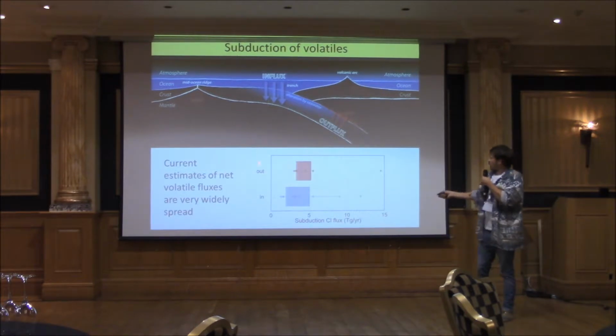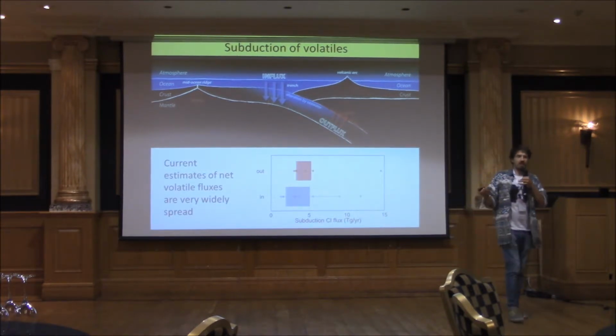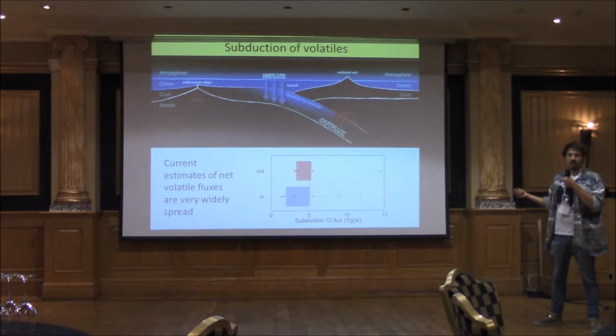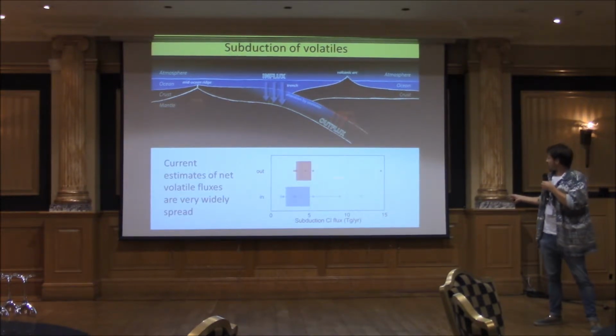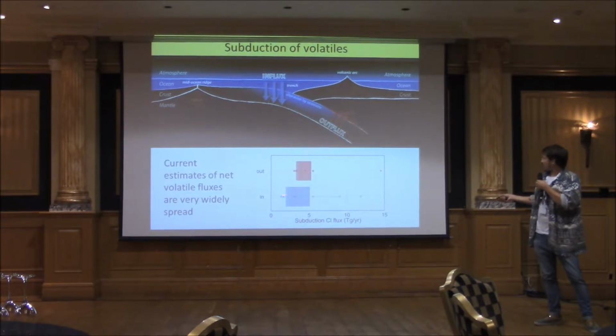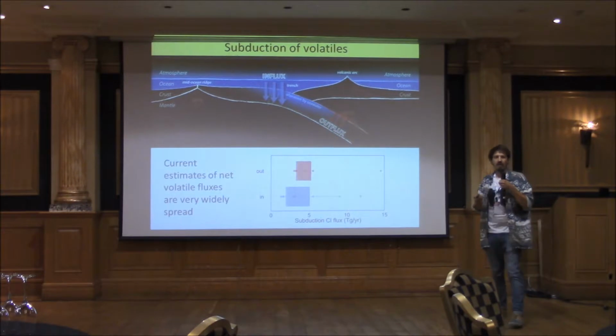As an example here, I've got a set of estimates for chlorine, just everything I could find in the literature. Essentially what this shows, it's a box plot, but basically if you take one estimate here and one here, you can have the balance one way, or you can have it totally the other way. So essentially we do not know this.